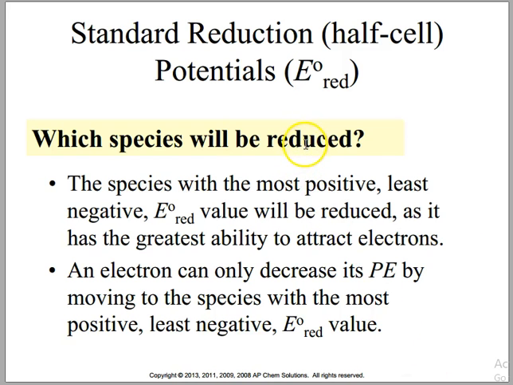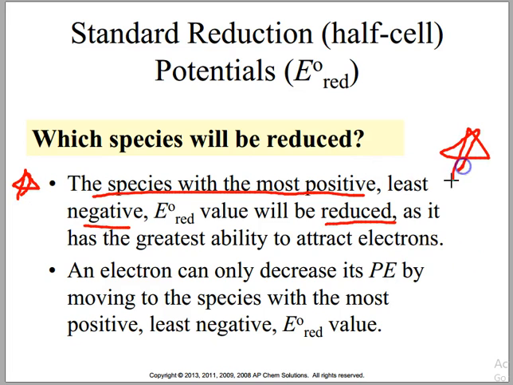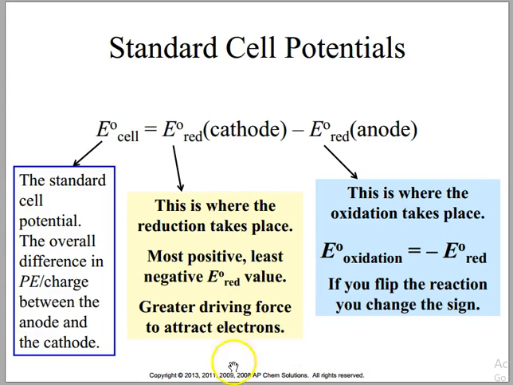So, which species will be reduced? This is a big question that you might see. The species with the most positive, least negative reduction potential will be reduced, as it has the greatest ability to attract electrons. So this is a star, a unicorn, a pony concept right here. An electron can only decrease its potential energy by moving to the species with the most positive, least negative reduction potential value.